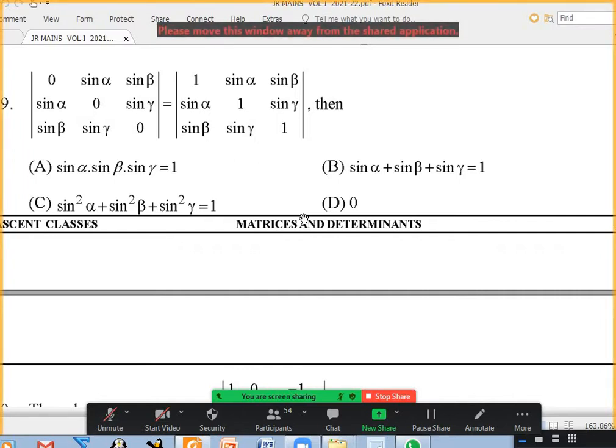Okay, 49, you don't have to use any properties. Simply expand the LHS, simply expand the RHS determinant by the original definition. You will get some condition.